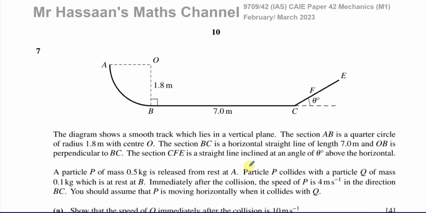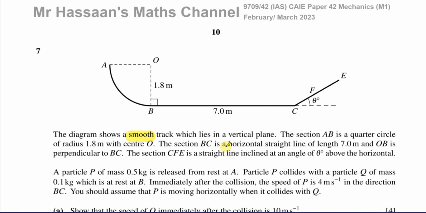The diagram shows a smooth track which lies in a vertical plane. So it's a smooth track and this is a vertical plane. So high, it's up, it's down. The section AB is a quarter circle of radius 1.8 meters with center O. The section BC is a straight, horizontal line of length 7 meters. It says OB is perpendicular to BC. That's 1.8 meters, so the vertical height of O to B is 1.8. They're trying to say that there.